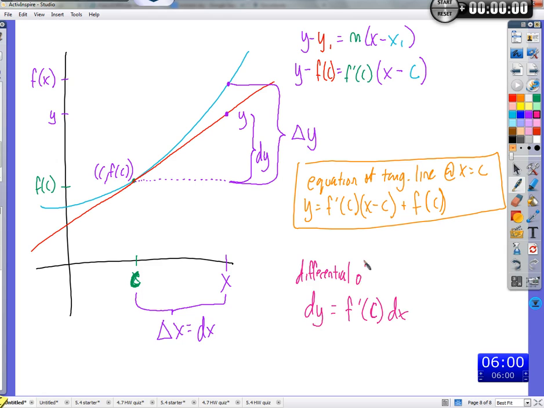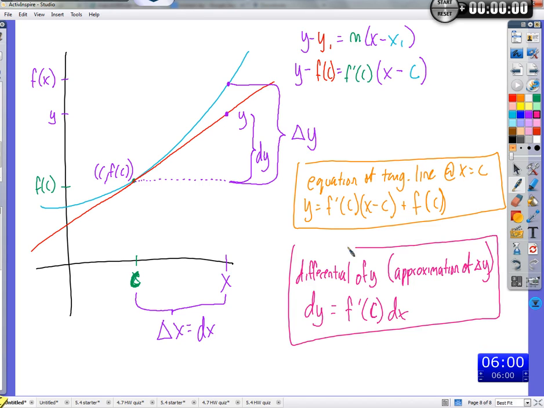The differential of y, or we could call it the approximation of delta y. What's delta y? It's the change in y on the function, rather than on the tangent line. So we found two things. I'm sorry that it's so general and abstract, but I want you to first see where this stuff is coming from, and then we'll use it in specific problems, okay?